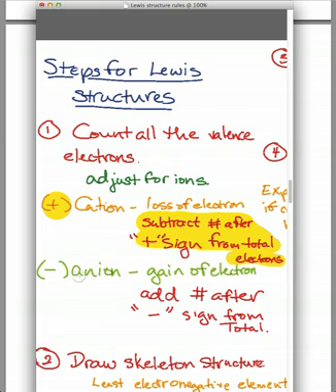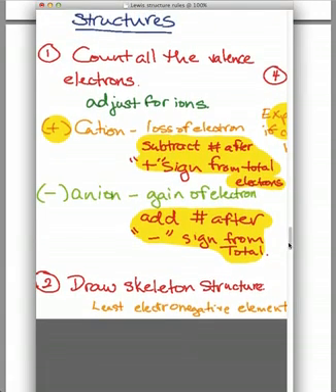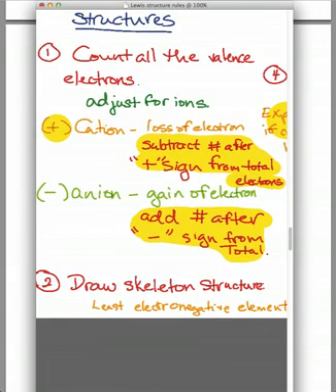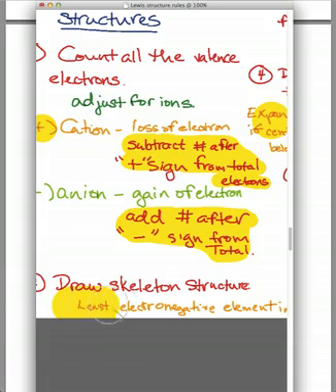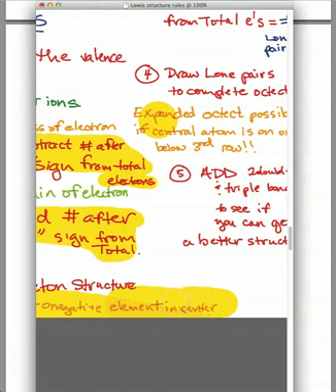If it's an anion, it's a gain of electrons, and we're going to add the number after the minus sign to the total number of electrons. After you get the total number of electrons, we need to draw a skeleton structure. The skeleton structure consists of all the elements with the least, again I repeat, the least electronegative element in the center. Every once in a while, due to symmetry and so on, there are exceptions to the rule, but basically it's the least electronegative element.